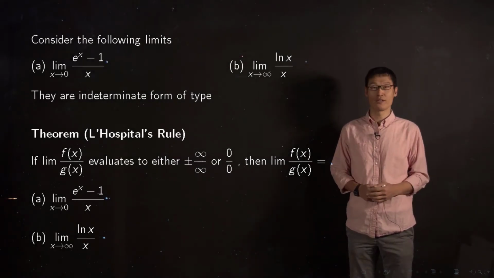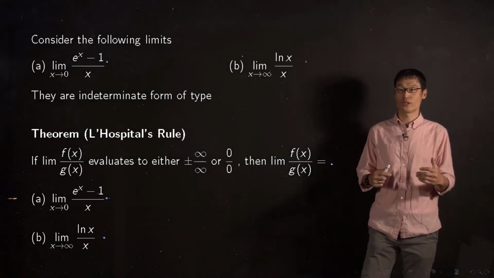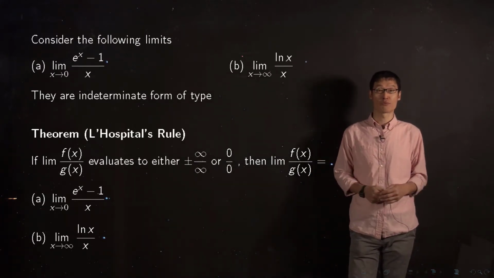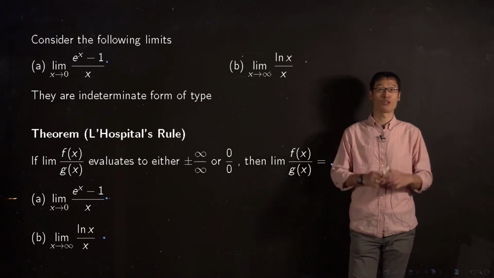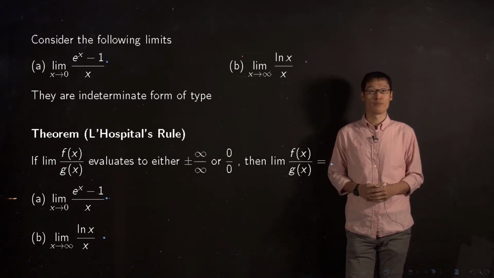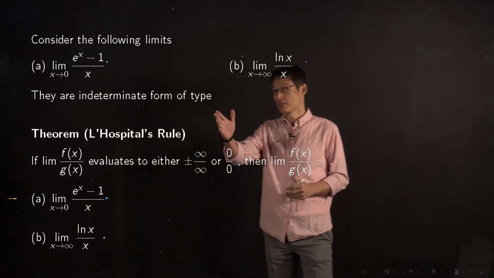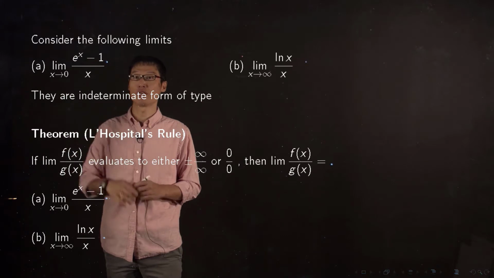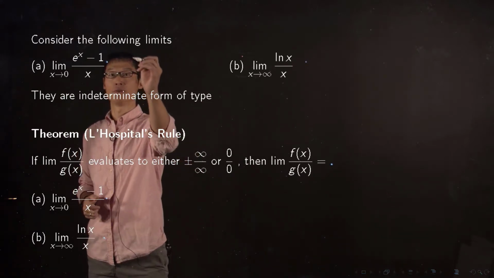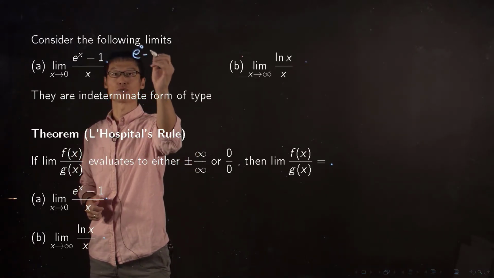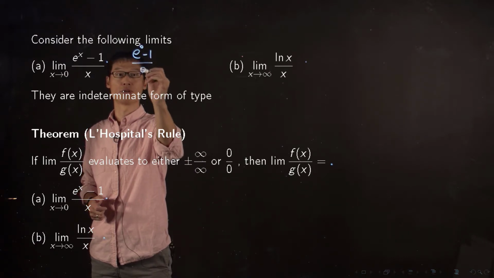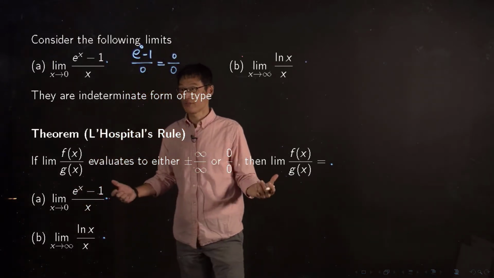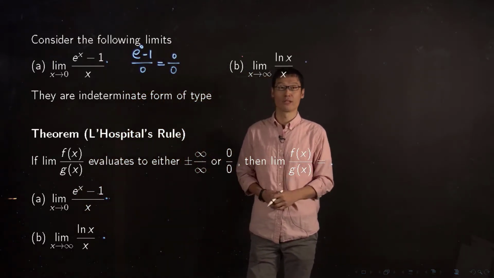Okay, so the topic is L'Hopital's rule. We are going to study a special technique to find the limit of some complicated expression, especially some fractional expression. So let us start with some quick examples. Example A is quite interesting in the sense that if you plug in x equals 0, we have e to the 0 minus 1 over 0. Well, this gives you 0 over 0 form. So it's quite difficult to find a limit directly.